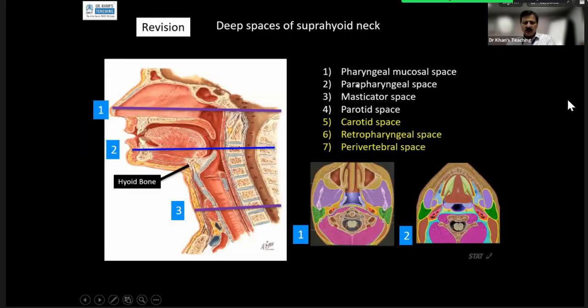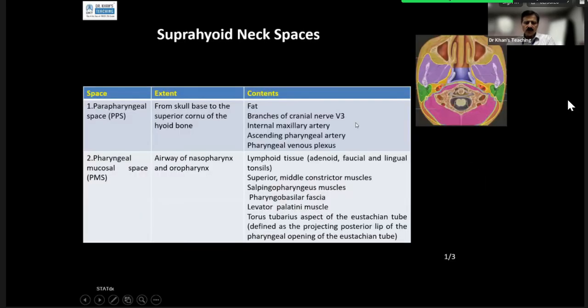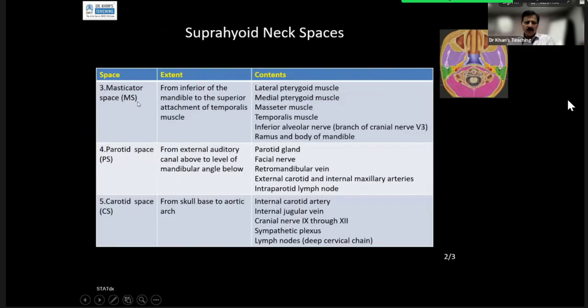And each space has got, you should know what is the extent. Of course, you should know what is the location, then what is the extent, and then what are the contents. So we will revisit the details as we continue. So today we are going to learn about parapharyngeal space and pharyngeal mucosal space. Masticator space and parotid space, we have already finished them.